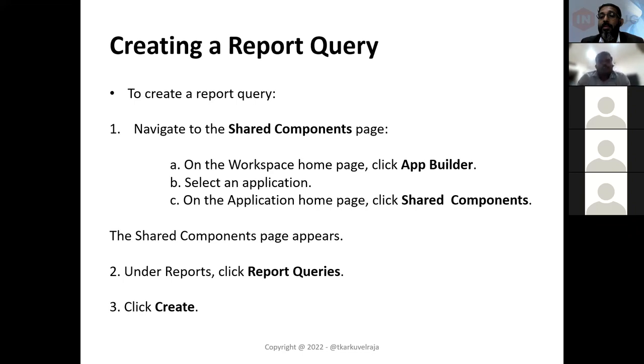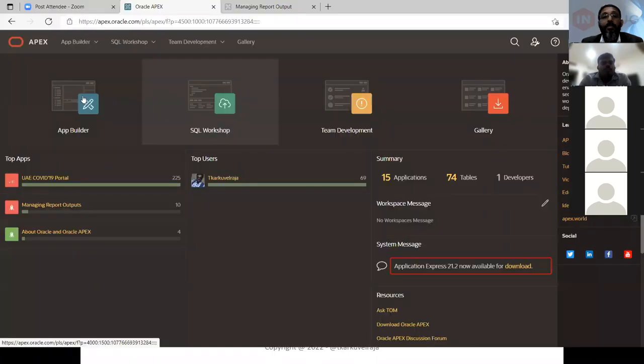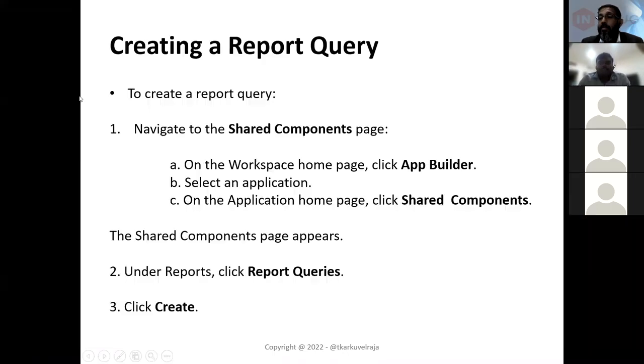Okay. To create a report query, first one. Okay. Let me resume the session now. To create a report query, the first step is you need to navigate to the shared components. As a beginner, you might wonder where the navigation is, how to go to the shared components and what is the importance of shared components. But I will be telling how you can navigate to the shared components. On the workshop homepage, you need to click the App Builder. Then you need to select the corresponding application where you need to implement this feature.